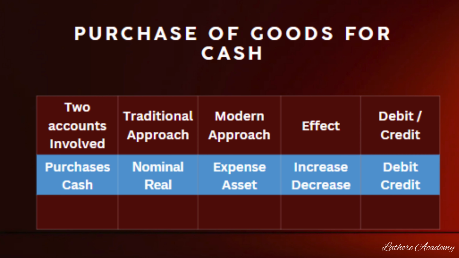So in this transaction, when goods are purchased for cash, the purchases account will increase, the purchase expense will increase, and the cash asset balance will decrease.